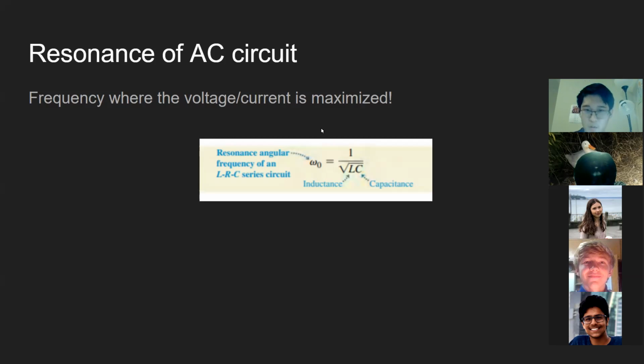Yes, so how do you know? When reactances are equal, yes, I think you're right. When reactances are equal, you have, wait, I think it might be a bit different than that. Oh no, you're right, yeah. When reactances are equal, you have resonance.